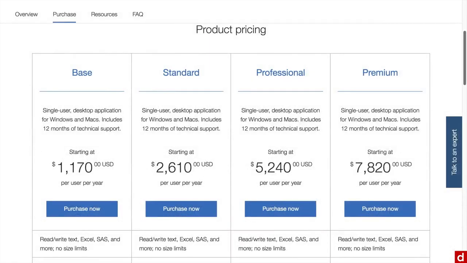Now, this is the product pricing as of August of 2016. And you see, for instance, that SPSS starts in the base at $1,170 per year per person. So it's an annual license. And it goes all the way up to nearly $8,000 per user per year. And so it gets really expensive.